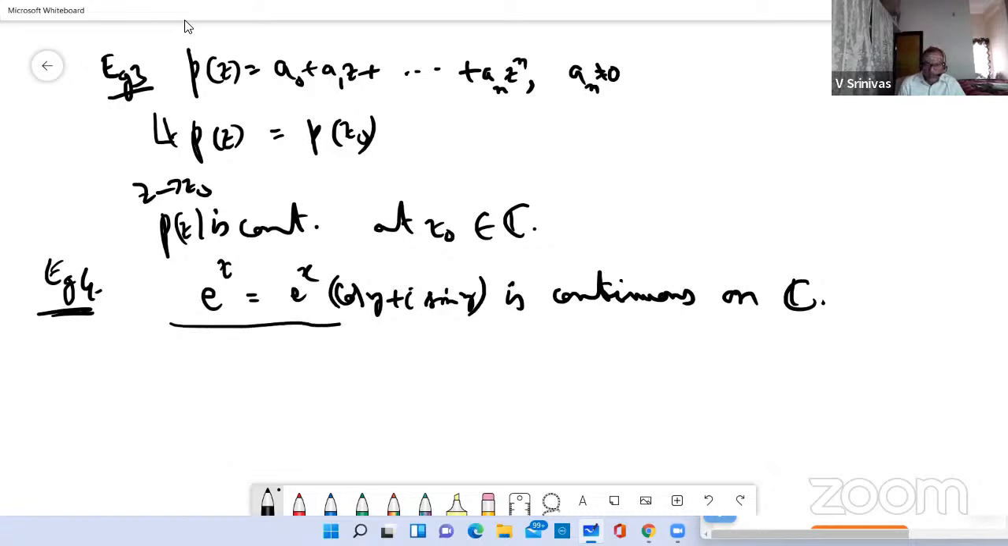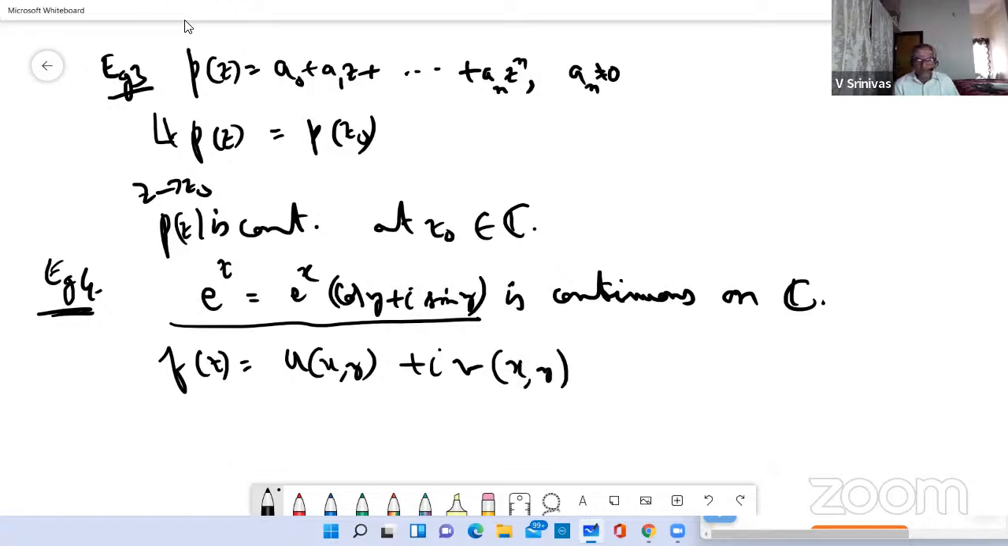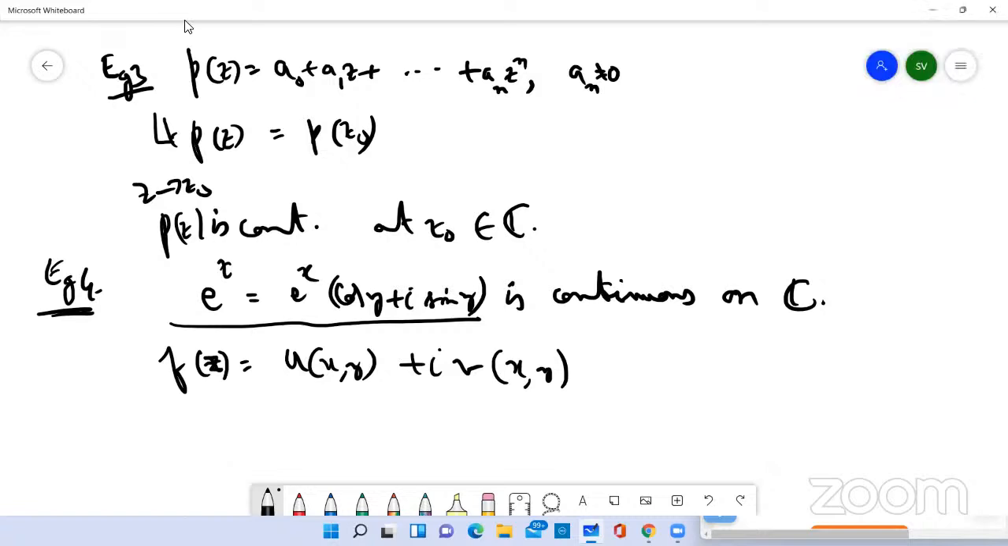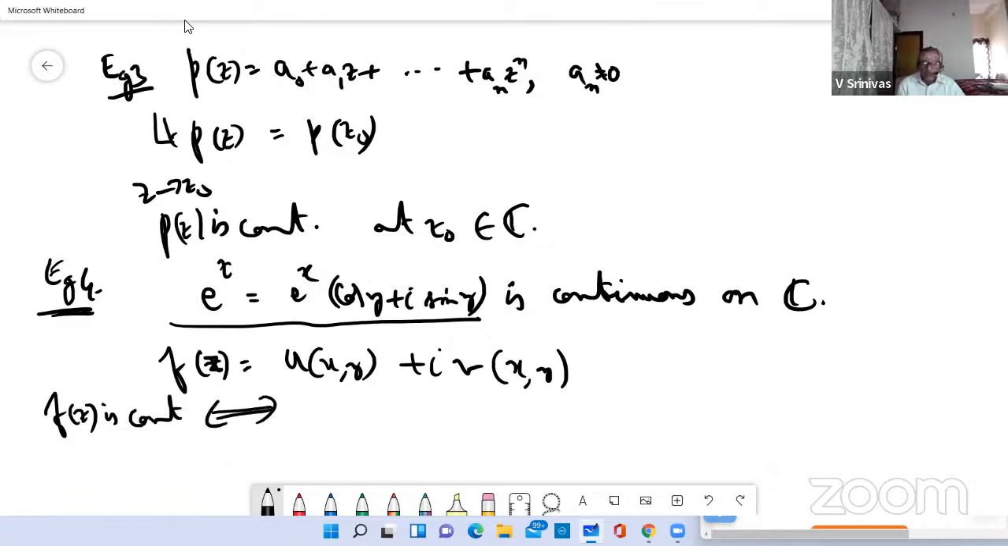So you have this situation. You have f of z is equal to u of z, where z can be written as x comma y, plus i times v of z, where z can be taken as x comma y. So your f of z is u plus iv. And for f to be continuous, these two functions, the real and imaginary parts, have to be continuous individually. And conversely, if these real and imaginary parts are continuous, then f will be continuous. f of z is continuous if and only if u and v are continuous.